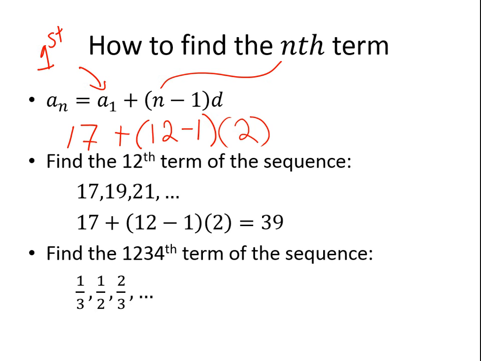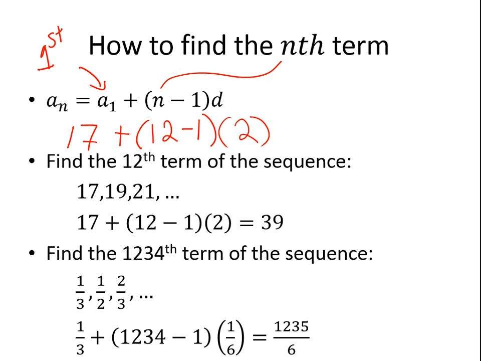Okay. Hopefully you did it, and you ended up with your answer of about 1,235 over 6, because our first term's a third, and the difference going forward is 1/6, or 0.16 repeating.